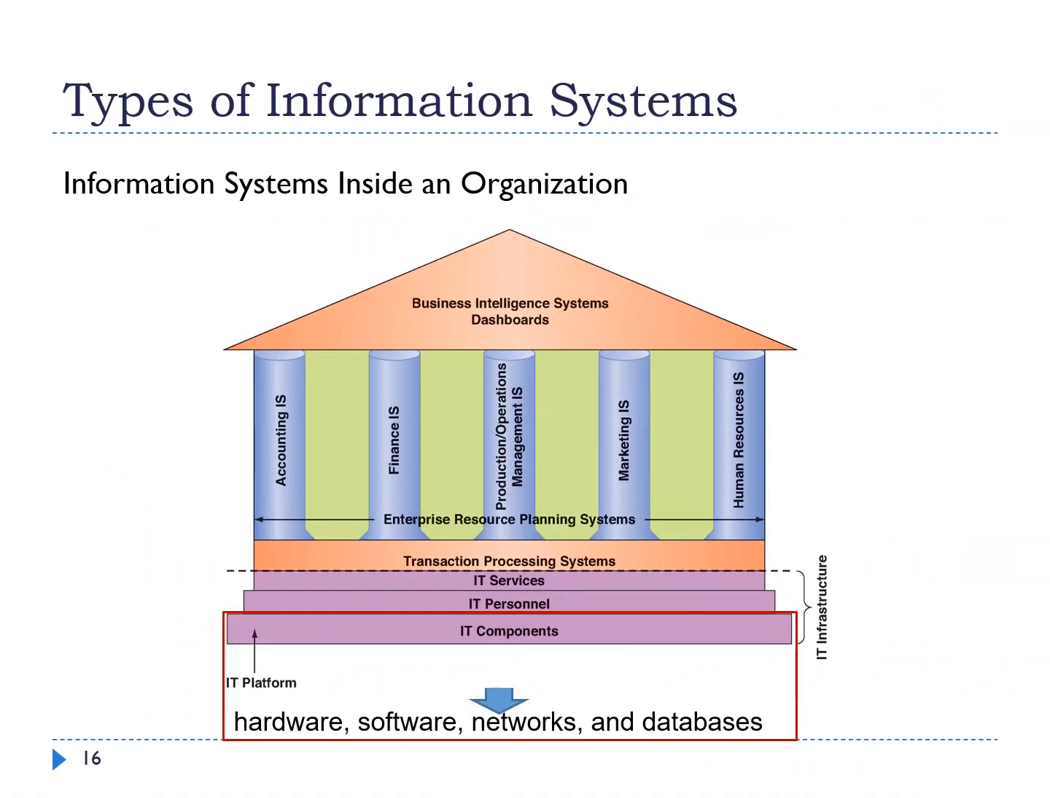Next, we will discuss different types of information systems. First, let's take a look at information systems inside an organization. This figure shows how different components are integrated to form the wide variety of information systems foundation within an organization. From the bottom, we can see the IT components of hardware, software, networks, and datasets form the information technology platform.